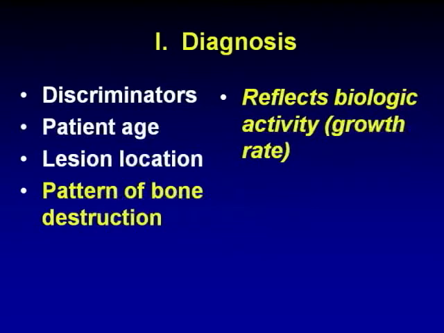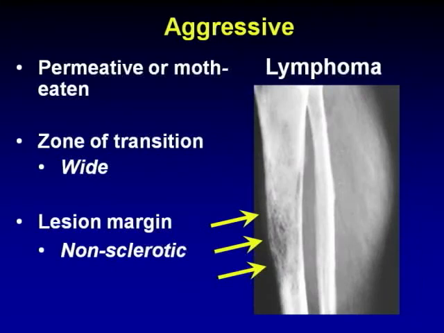So look at patient age, look at lesion location, and then try and describe the pattern of bone destruction, because this reflects the biologic activity or growth rate of a lesion. So, lesions are characterized as looking aggressive if they have a permeative or moth-eaten pattern of bone destruction, in which the zone of transition is wide and the lesion margin is typically not sclerotic. Now, you'd be hard-pressed to give a specific diagnosis, histologic diagnosis in this case, but you can say it's an aggressive lesion, and in fact, it was lymphoma.